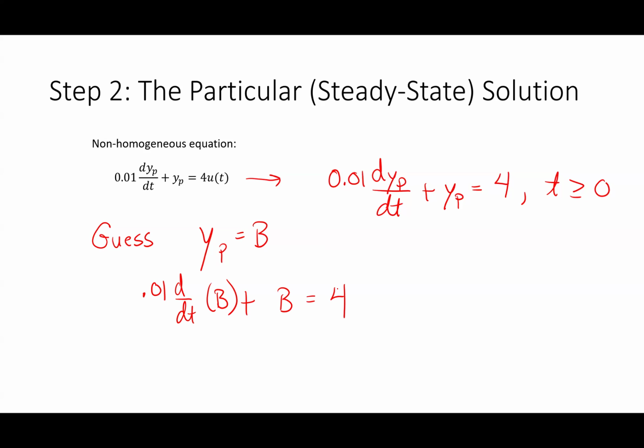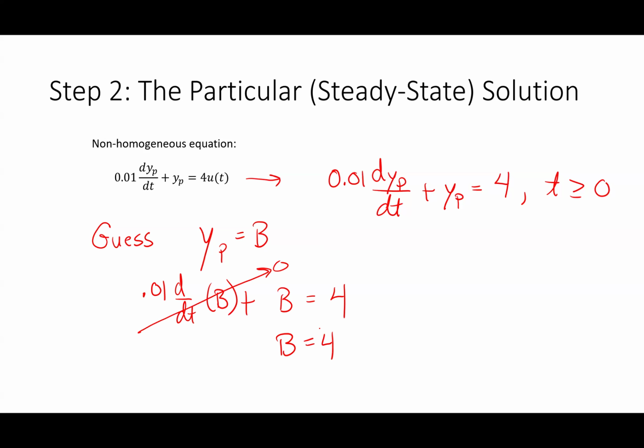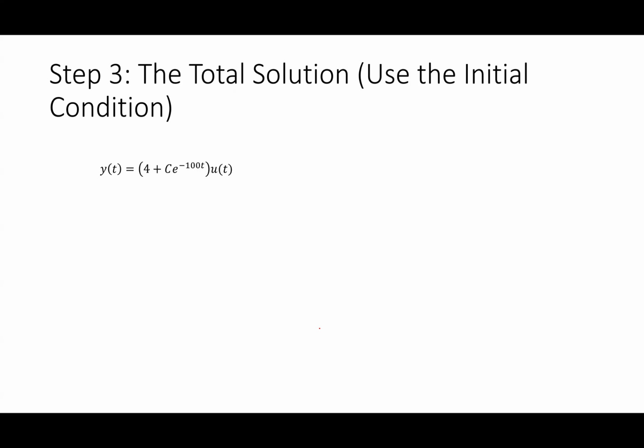Okay. What's the derivative of a constant? 0. So that guy's gone. And I'm left with the very simple answer, B equals 4, which is exactly what we said: if I had a capacitor, the 4-volt input here, I'd eventually get the 4 volts on that thing. That's the steady state value of the voltage, right? So it's 4 volts.